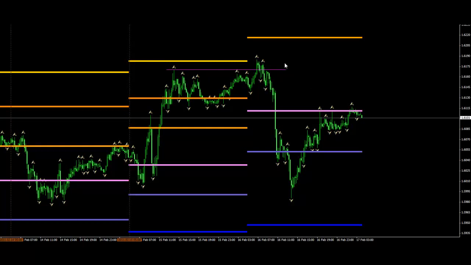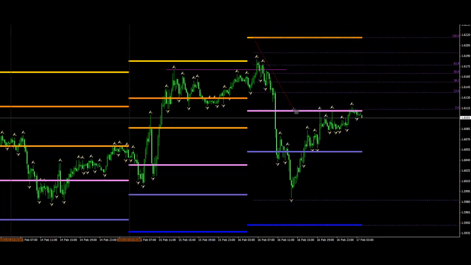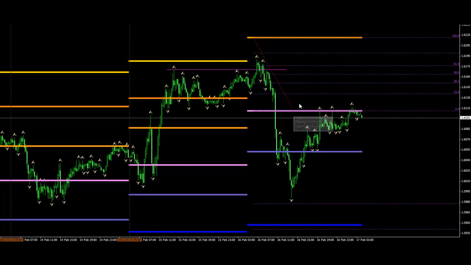Also, we have R1 and central pivot. Watch what happens here. Here's the 50% retracement level, converging within 15 pips of an old high, and also in very close proximity to R3 from the 15th.